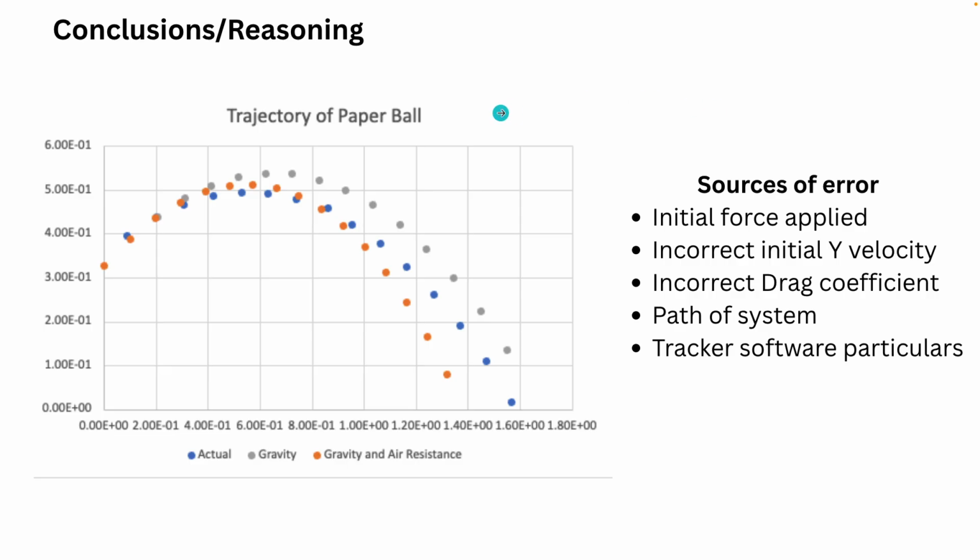Conclusions and reasoning: as you can see, they are all very similar. The one with just gravity is a little bit higher than the actual, shown in blue, and the one with gravity and air resistance is a little lower than the actual. That's not ideal; I would prefer them to be a little closer. But going into our sources of error, the incorrect drag coefficient and the incorrect initial y velocity, I think, were big components of why those were a little different.